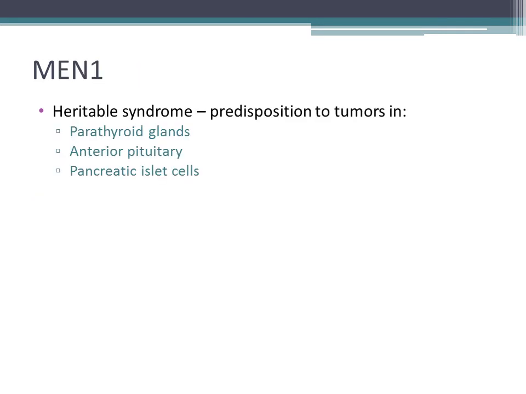So let's start with MEN1. It's a heritable syndrome, predisposition to tumors in the parathyroid gland, anterior pituitary, and pancreatic islet cells. They're rare, one or two cases in 100,000. There's a mistake here in the slide, in 100,000 people.